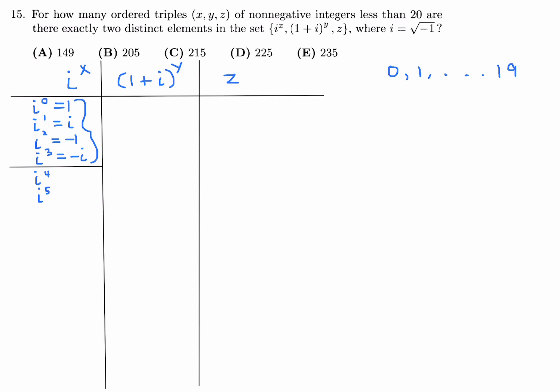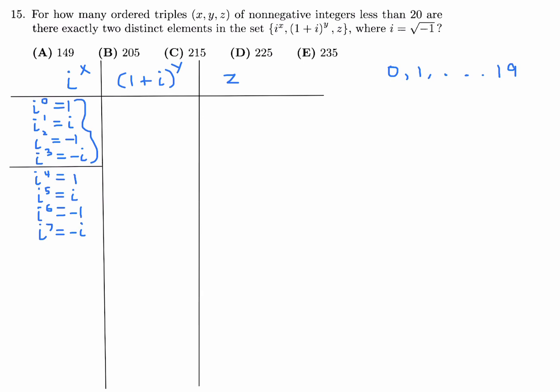So you don't necessarily need to know what they all are. They're all the same. So for example, I'll just do a few more. It's the same pattern. It'll be 1, this one will be i, this one will be -1, and this one will be -i, and so on. It just keeps going like that. So we only have 4 different possible values.